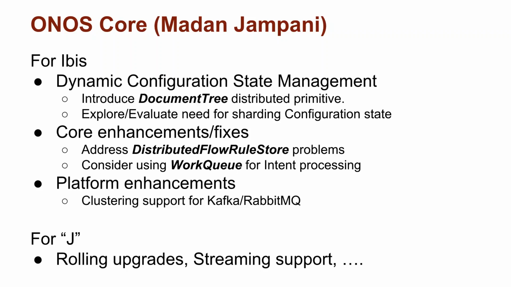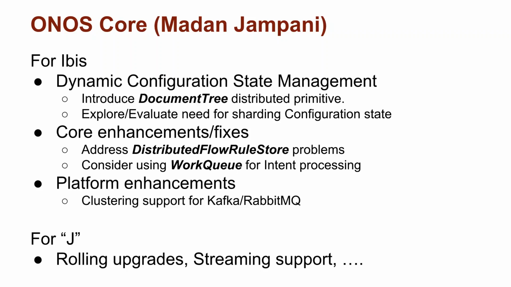The other one, it's probably a stretch goal. We should consider using the newly added work queue primitive for the intent processing workload. Right now, it is done in a somewhat ad hoc fashion. It works fine, but this one provides better guarantees. It's a stronger primitive for this type of workload. So if we can get to it, that would be good in Ibis. Otherwise, this will be in the J release.